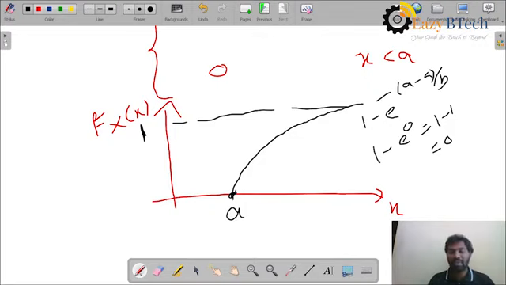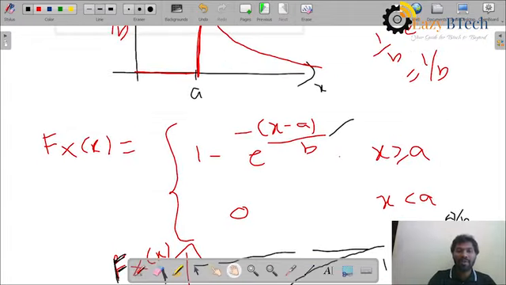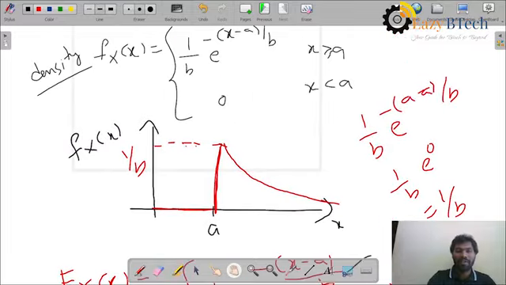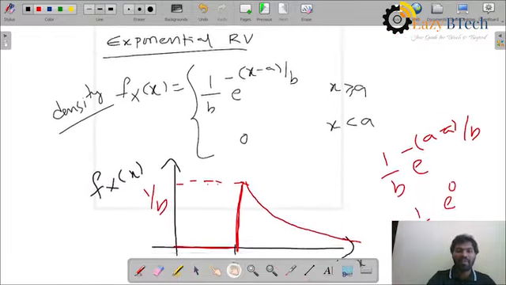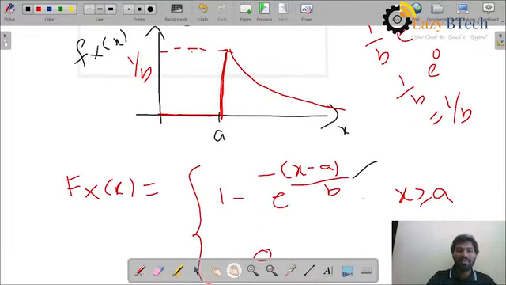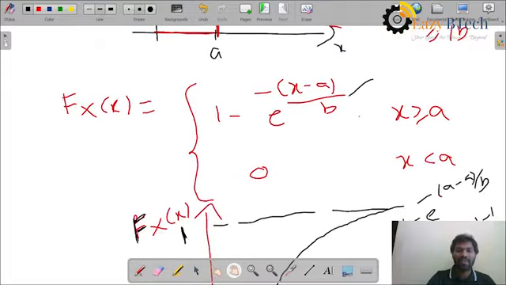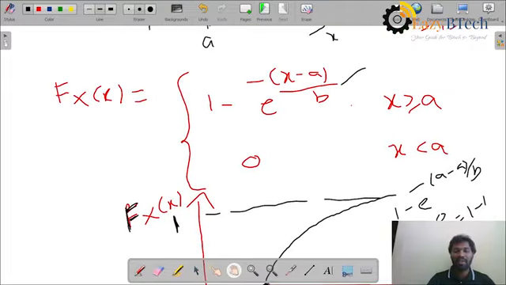Because we already know that the maximum value of the distribution function is equal to 1. This is about the exponential random variable, its density function and distribution function, and their figures. Okay.